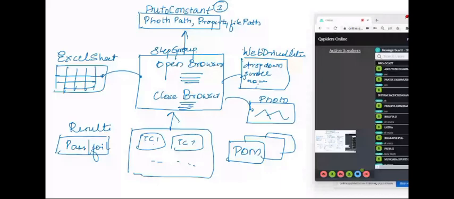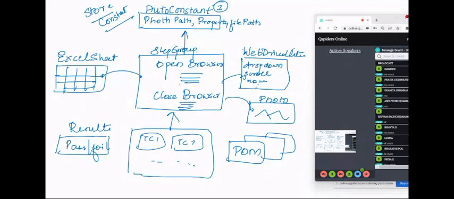Repeat along with me. Step number one, we are going to store constants in the interface. Opening the browser and closing the browser is a repetitive process, so we are going to store it inside one step group. We should not hard code the data because data keeps changing, so we are going to read the data from the Excel sheet. Drop down, mouse over, right click, double click: these are elements, so we're going to take them from WebDriver utilities.